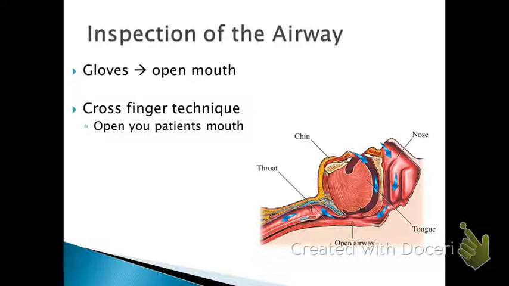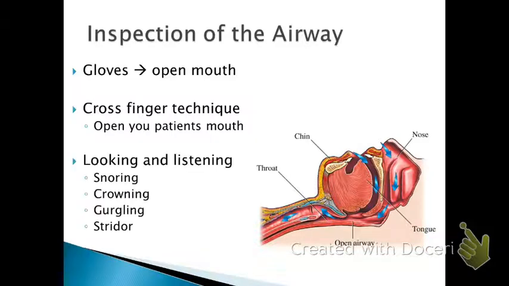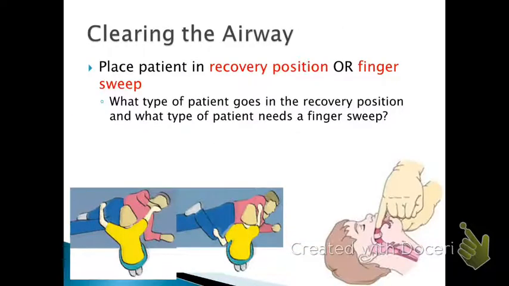The big deal during this process, during the inspection of the airway, is you want to make sure that as you're inspecting the internal airway that you're also looking and listening for snoring, crowing, gurgling, stridor, any other abnormal breathing sound that might be a hint to you that there is an obstruction in your patient's airway. So if in fact you do notice that an object is obstructing the airway, the rule of thumb is to place the patient into a recovery position.